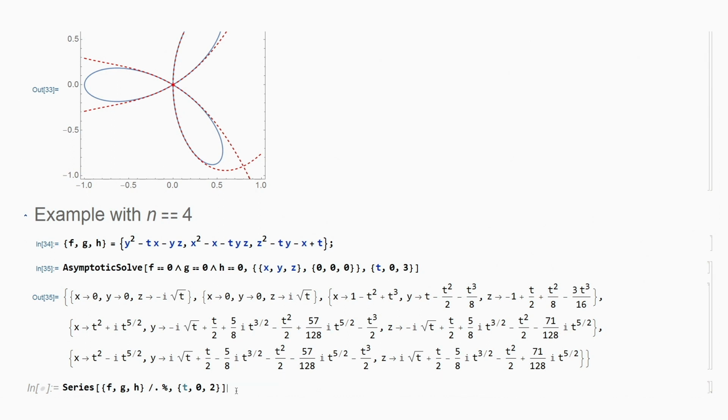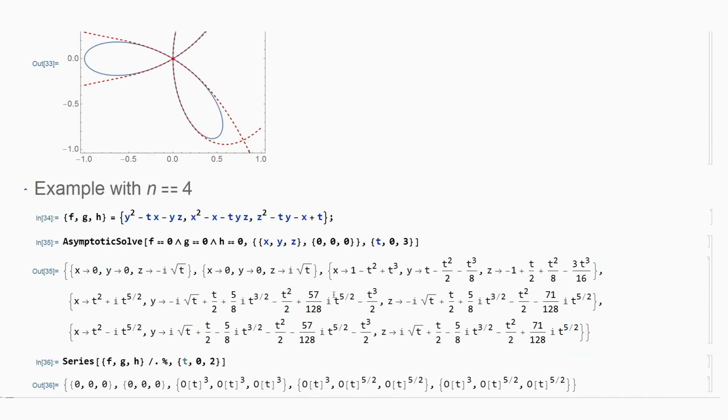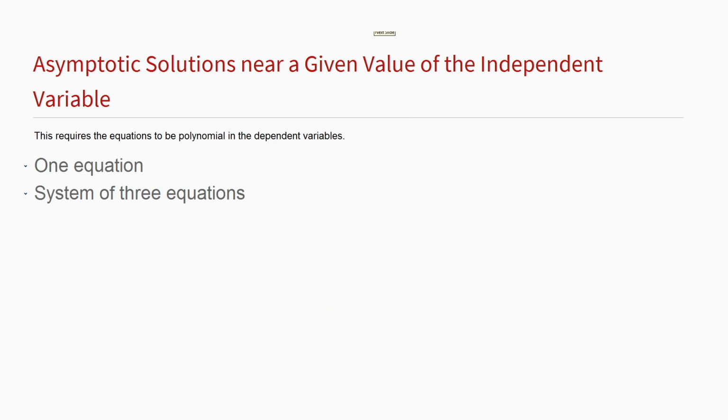And we can substitute back into the equation, take series to check that we got the correct result. The next slightly different problem that we are solving, we are looking for asymptotic solution near a given value of the independent variables. So what we were checking before, we were specifying both the value of x and the value of y. Now we are just specifying the value of x and looking for all the values of y for which there is a solution.